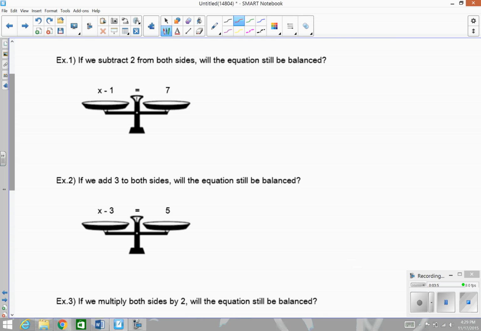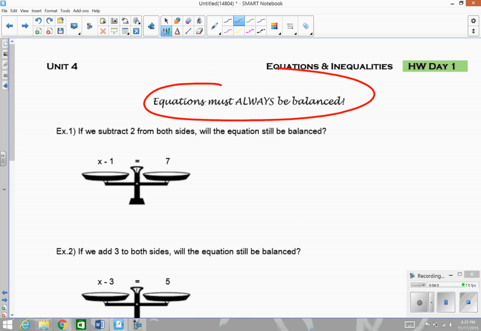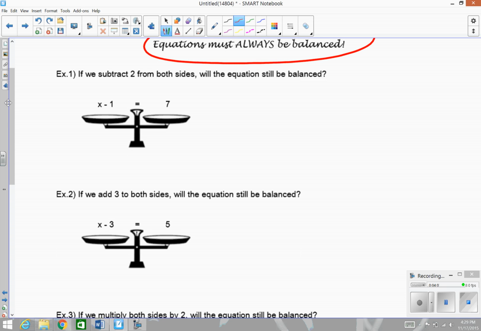On this page, this is key. Equations must always be balanced. That's why I have these balance beams here. We're going to do a little investigation. It says if we subtract 2 from both sides, will the equation still be balanced? As of right now, x minus 1 is equal to 7, which means the two sides are balanced.